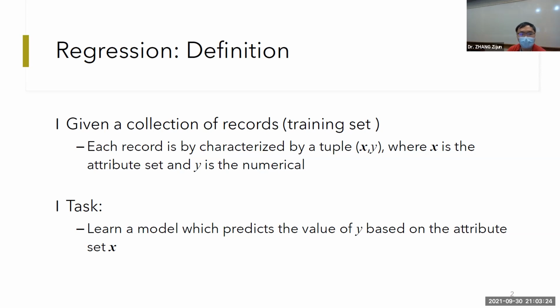So in a classification problem, y is categorical. We determine the tag or the class of y. Here, we need to directly give the value, the number of y. So the task of the regression problem is to learn a model which is used to predict the value of y based on the attribute set x.